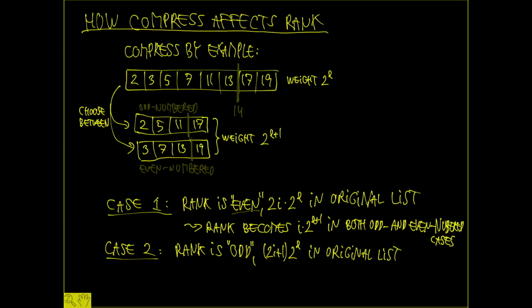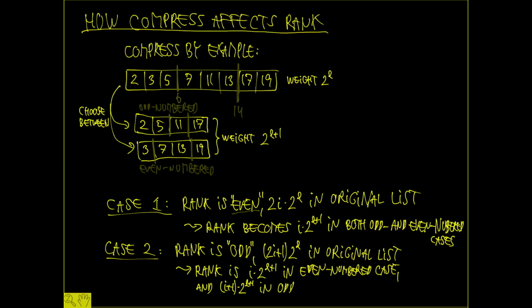On the other hand, if the rank is odd, in the sense that we have an odd position in the list, and then of course multiplied by 2 to the L, then we get different ranks in the two cases. If we choose the even numbered elements in the compression step, we are going to get a rank of i times 2 to the L plus 1. And if we choose the odd numbered case, it's going to be i plus 1 times 2 to the L plus 1. So both of these are wrong. One is slightly too small, one is slightly too large, but on average they're actually correct. So now the idea is to choose this at random. Then we are going to get the correct thing in expectation.